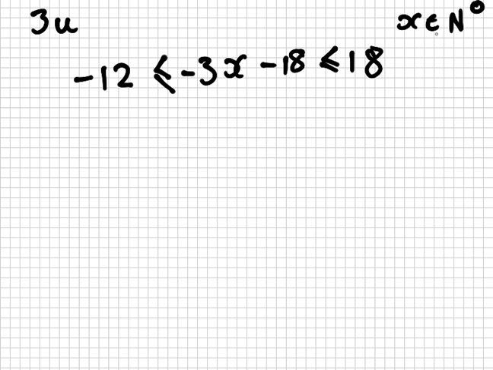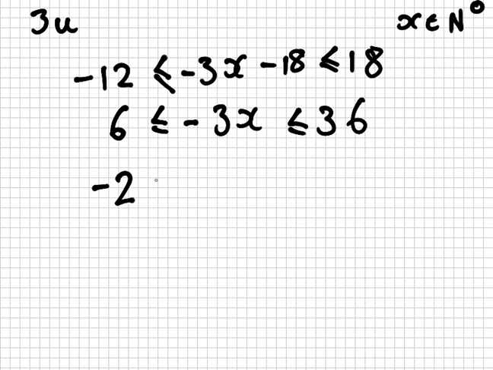Okay, so I should add 18 to everything. If I add 18 to everything, I get 6, minus 3x, and 36 here. And then I divide everything by minus 3. So I get minus 2. Sorry, wrong way around.